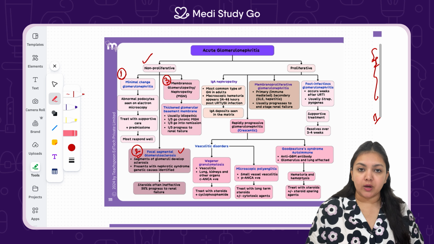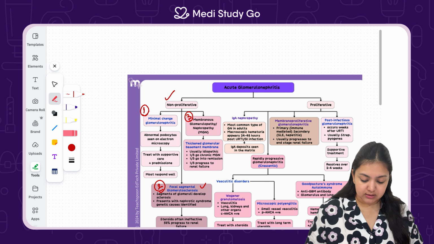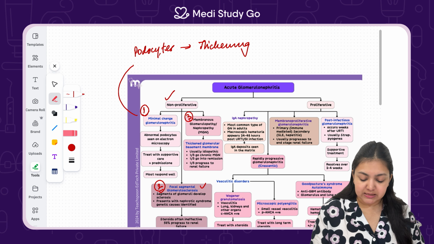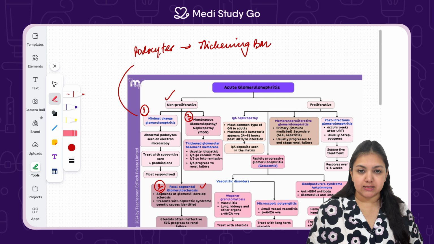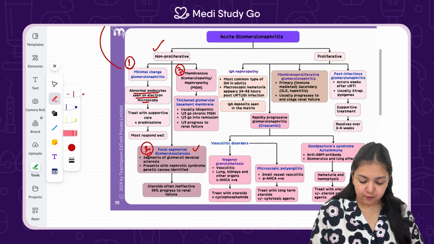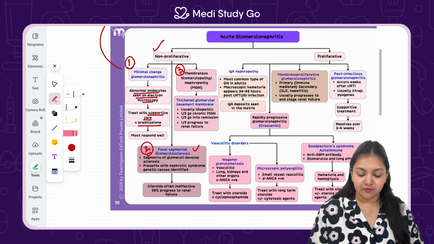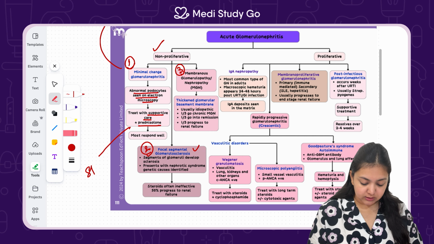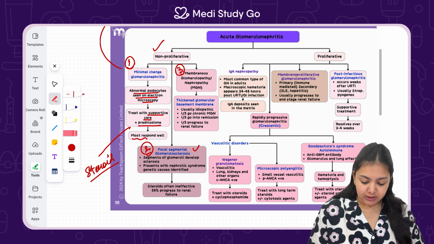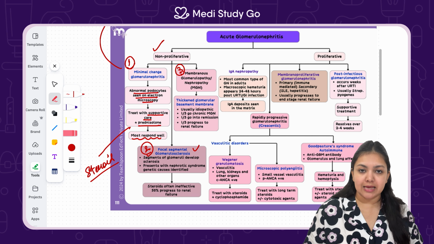So starting with the first one, which is minimal change glomerulonephritis, what happens is that the podocytes are damaged, which leads to thickening of the basement membrane. So this defect is present, but there is no major change in the structural and the functional unit of the kidney. So abnormal podocytes are seen on the electron microscopy, and it is treated with simple supportive care and prednisolone, because prednisolone is a steroid which is going to lower down the exaggerated immune response against the body's own cells. And this usually responds well because no major change is happening over here.